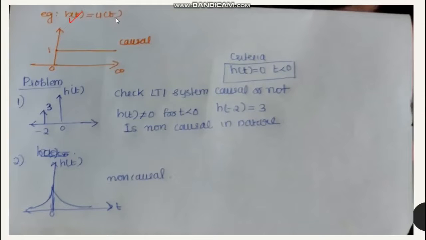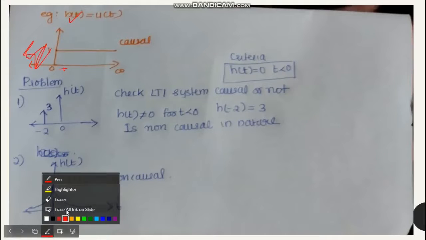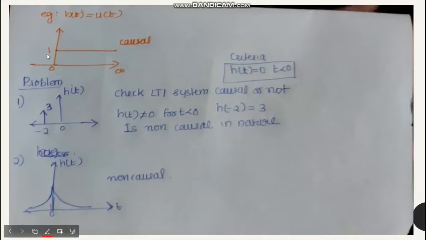u(t) is a unit step signal with amplitude 1 and extending from 0 to infinity, right? So here you can see that this h(t) is equal to 0 for t less than 0. What is the t less than 0 part? This is the t less than 0 part, and you can see that for t less than 0, h(t) is 0. So we can say that our system is causal because this is the criteria: h(t) should be 0 for t less than 0.